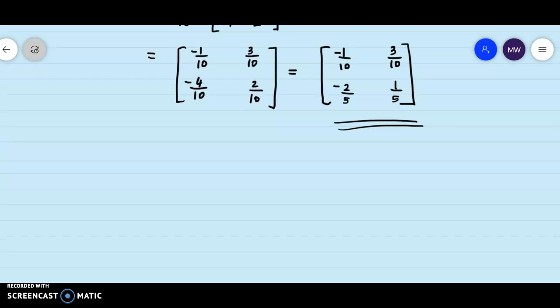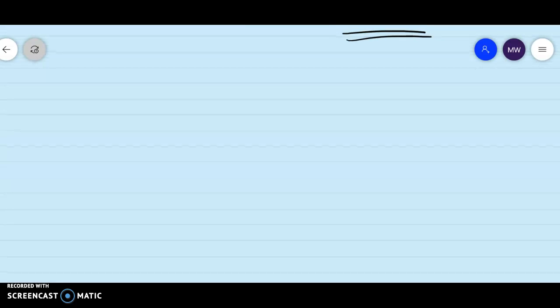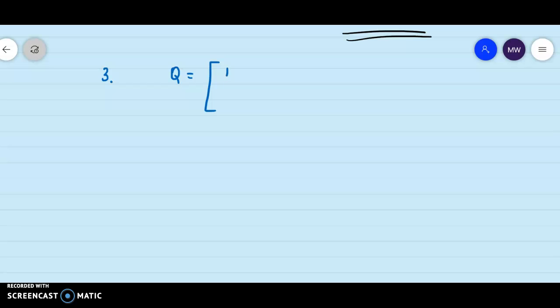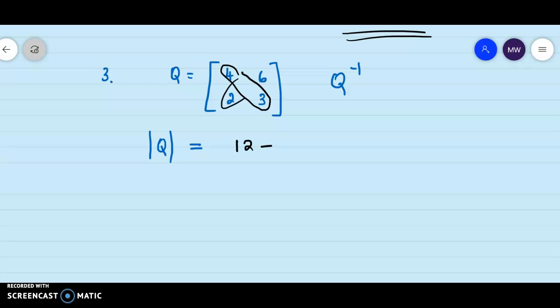Let's try one last question, number 3. Let's call it matrix Q, which is equal to 4, 6, 2, 3. Find Q inverse. So our first step, find the determinant of Q. In order to do that, I multiply 4 times 3, 12, minus 2 times 6, which is also 12. So when I find the determinant, I get my answer as 0.